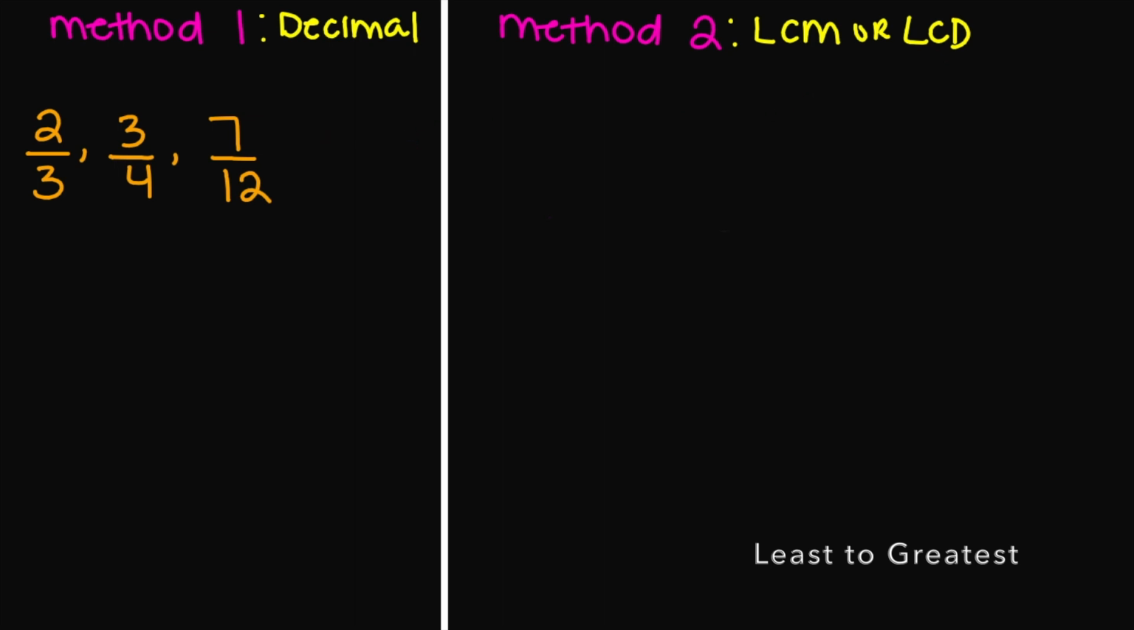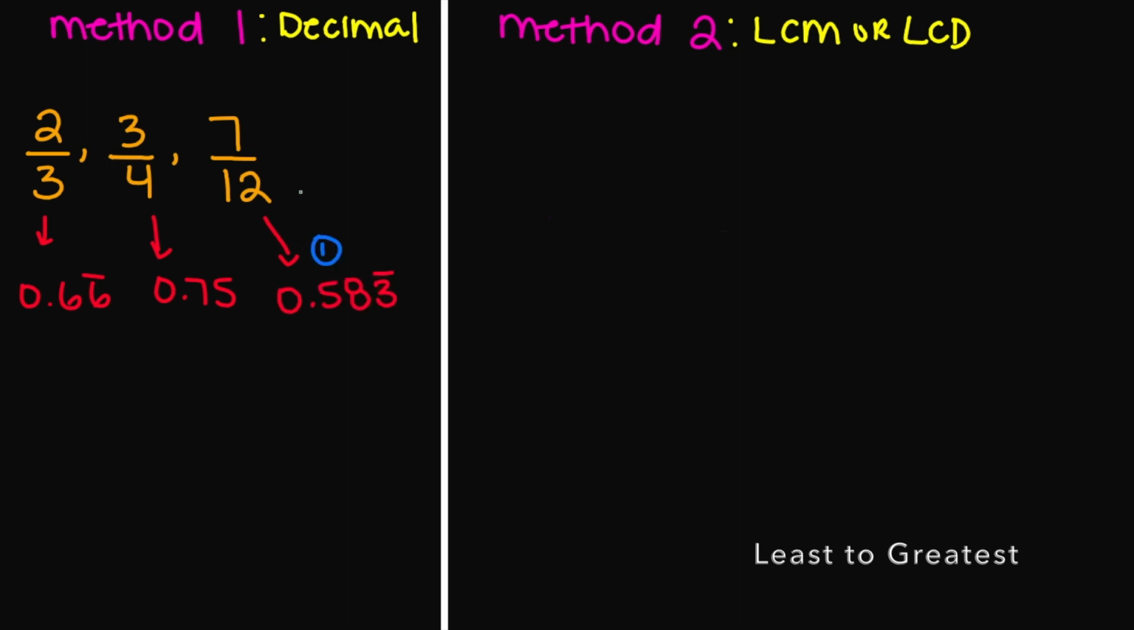We're going to turn our fractions into decimals. So 2 over 3, if I turn this into a decimal, I'm going to get 0.66 repeating. If I turn my 3 over 4 into a decimal, I'm going to get 0.75. If I turn my 7 over 12 into a decimal, you're going to get 0.583 with the 3 repeating.